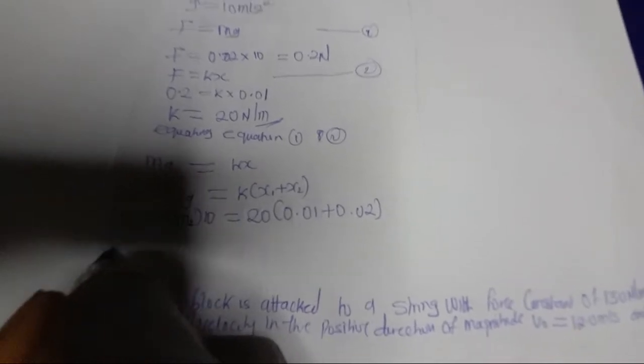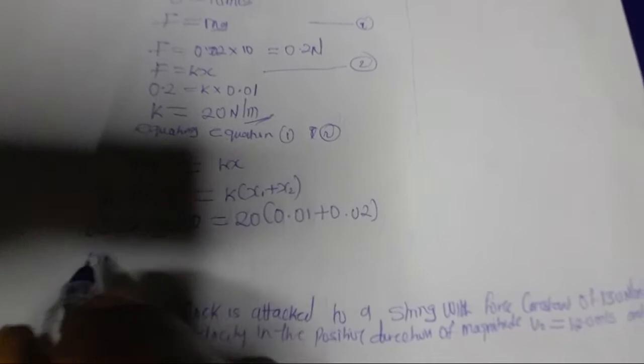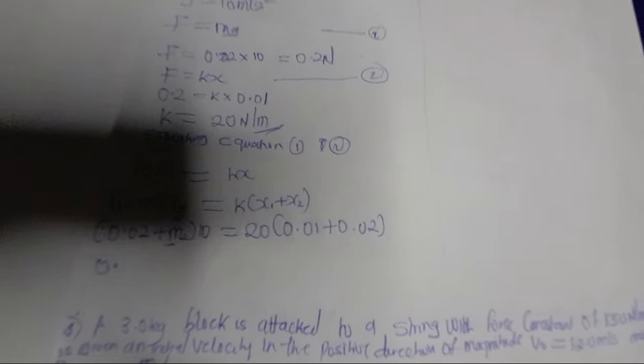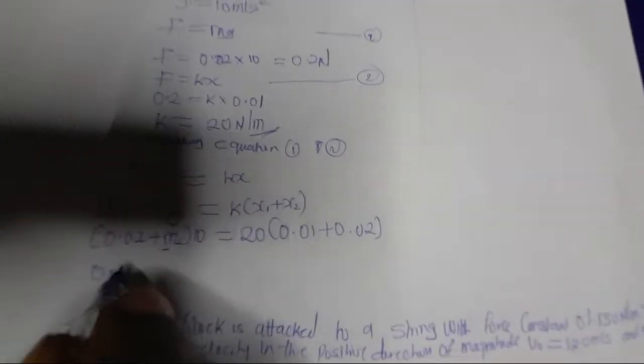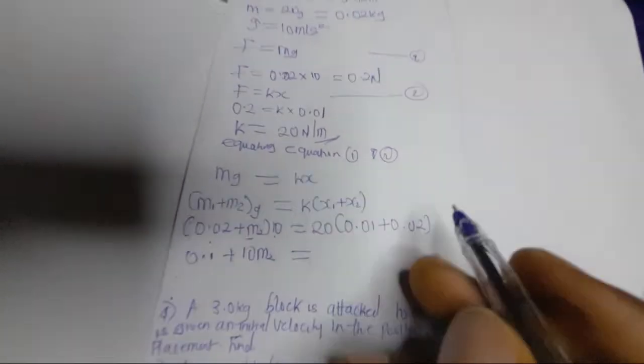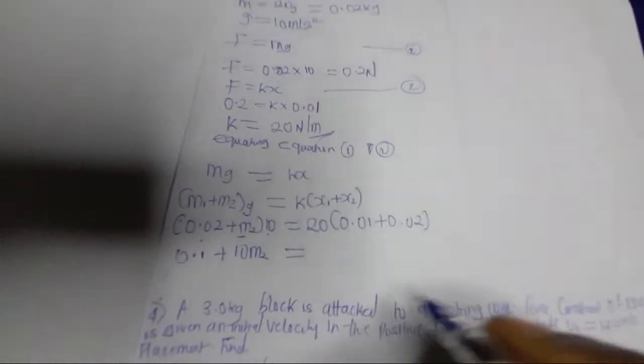The operator from inside, we are going to have here 0.02 times 10. Someone should work on that. I believe there's an error here. 0.02 times 10 gives, I think, 0.1, plus 10 m2 will be equal to, first of all, operate what is inside the bracket here before you proceed.